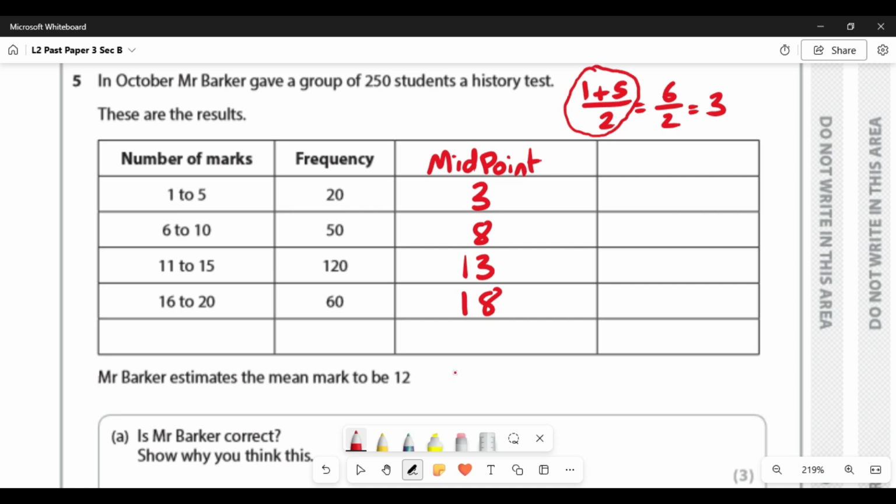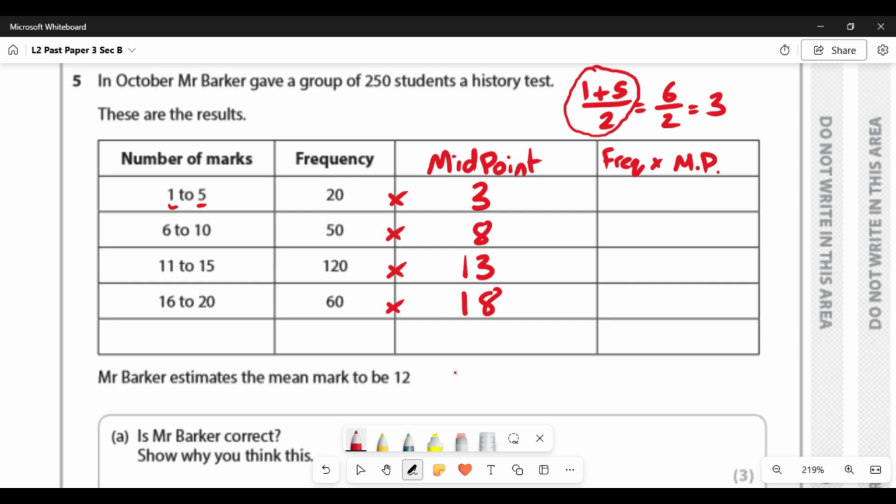Whenever you get this type of question, always recheck what is the midpoint between these two values. Yeah. So now we can multiply across. So this is frequency times midpoint, let's call it, for the fourth column. That times that, that times that, that times that, and that times that.